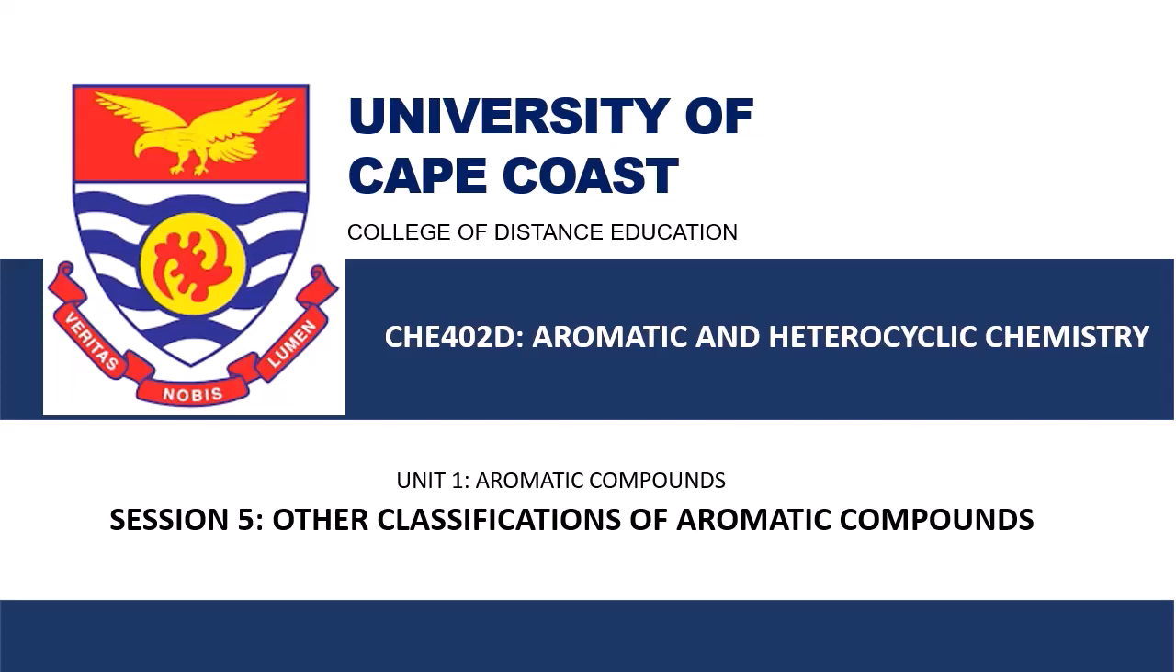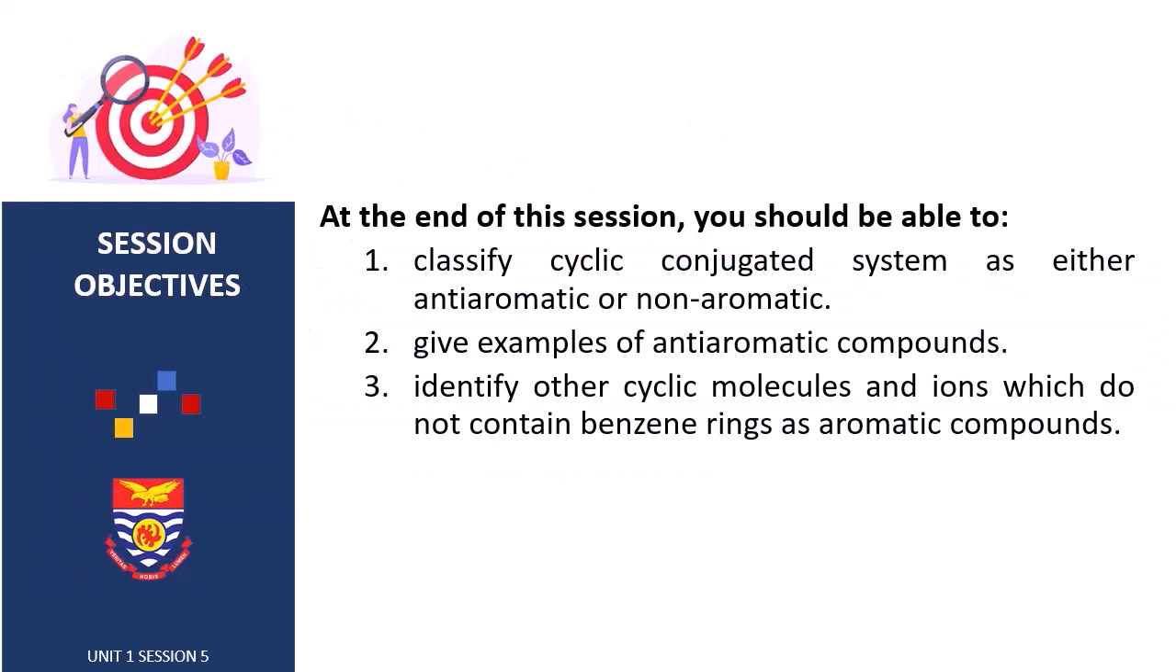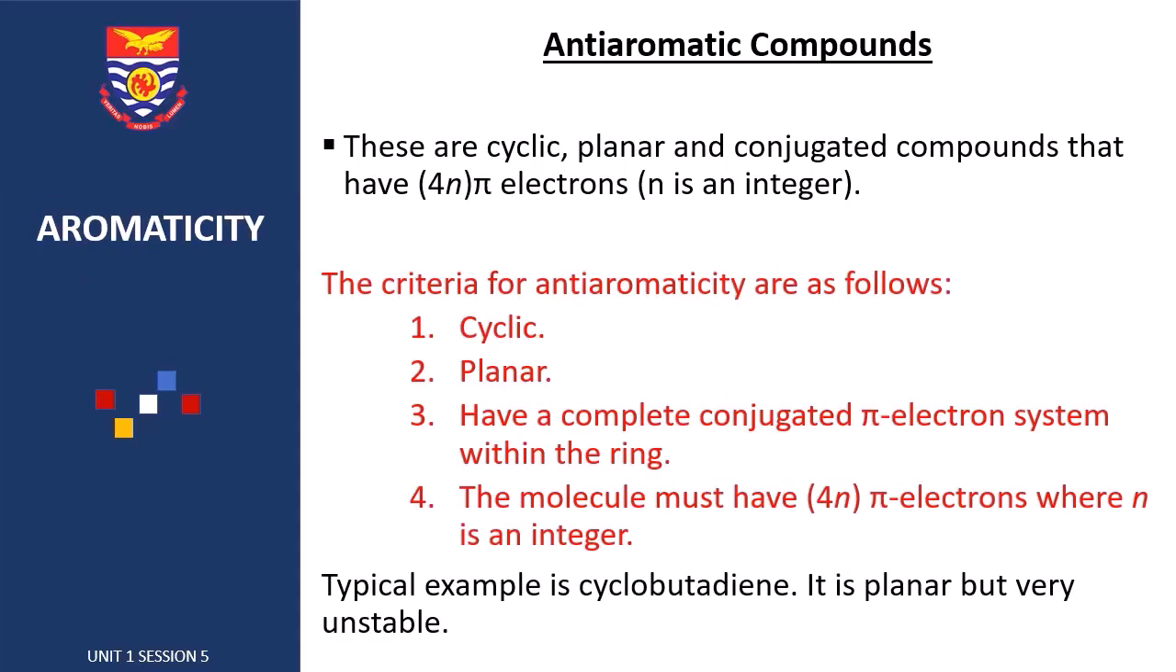Welcome to session 4 under unit 1, other classifications of aromatic compounds. At the end of the session, you should be able to classify cyclic conjugated systems as either anti-aromatic or non-aromatic, give examples of anti-aromatic compounds, and identify other cyclic molecules and ions which do not contain a benzene ring as aromatic compounds. So we will first look at anti-aromatic compounds.